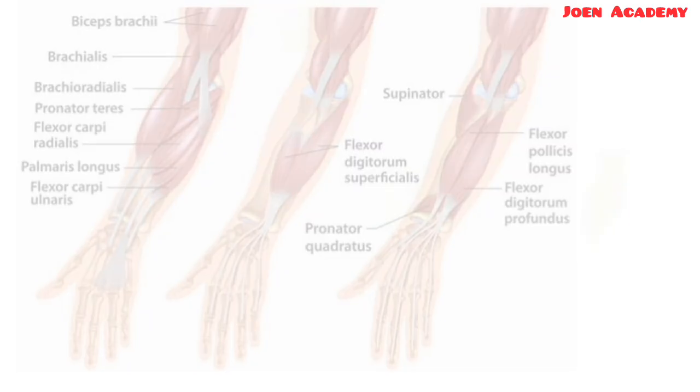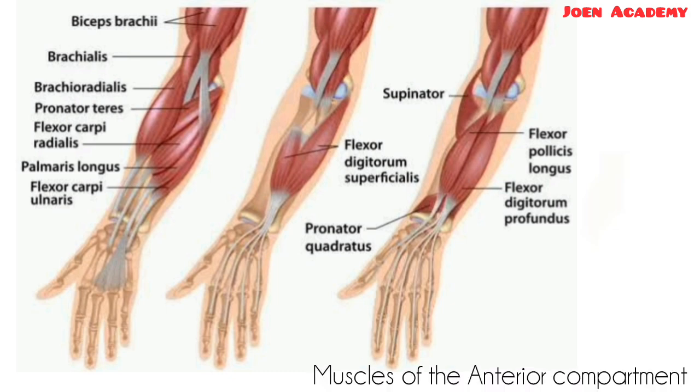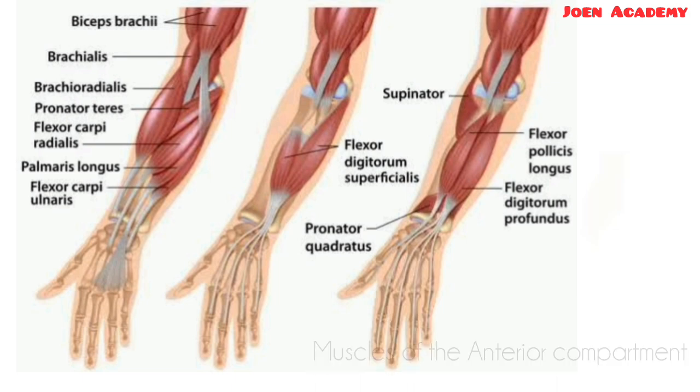Like we stated, the forearm is divided into an anterior and posterior compartment. We will first of all look at the muscles of the anterior compartment. The muscles of the anterior compartment of the forearm are generally regarded as the flexor muscles. They are divided into three layers of muscles. They are the superficial, intermediate, and deep layers. Let us take these layers one after the other.